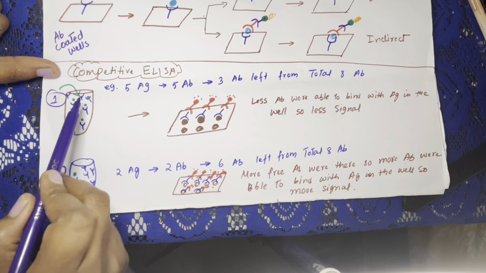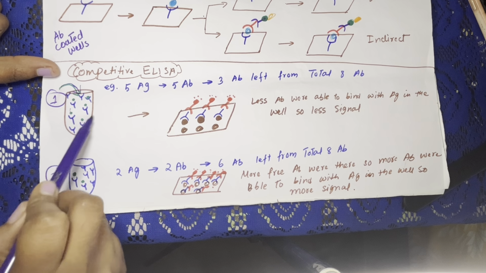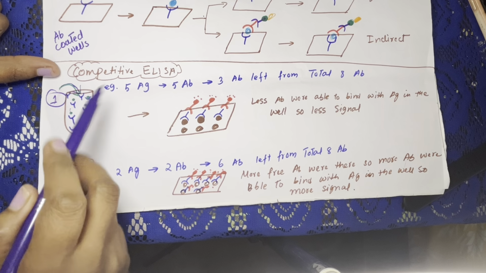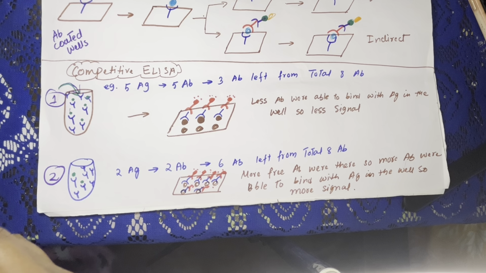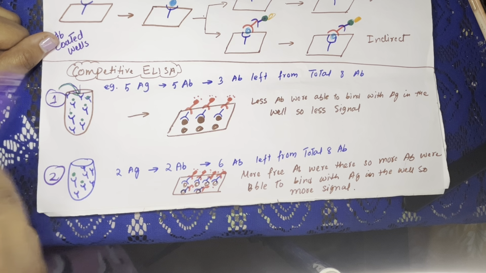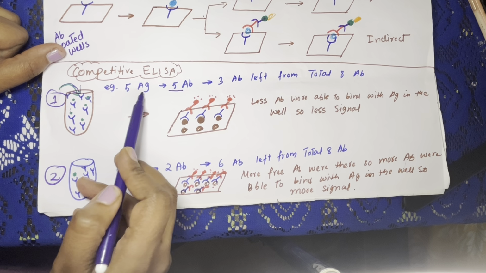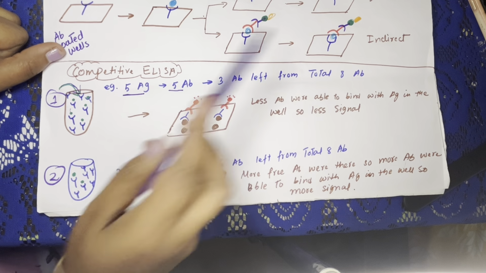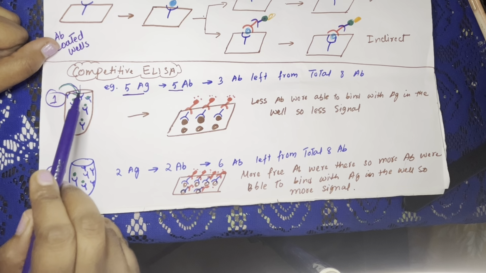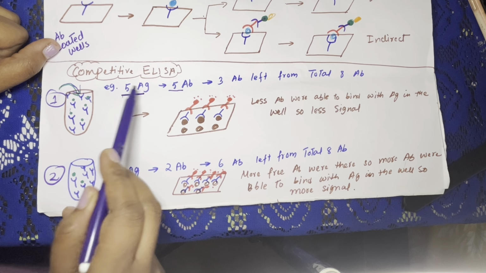So what we'll do is add antibodies. First we will add the patient sample, then we will add some antibodies specific to that antigen which we were suspecting that the patient might be having. Then these 5 antibodies will bind with the 5 antigens. In total we had added 8 antibodies, but only 5 antibodies will get bound to the antigens, because the patient is having only 5 antigens.